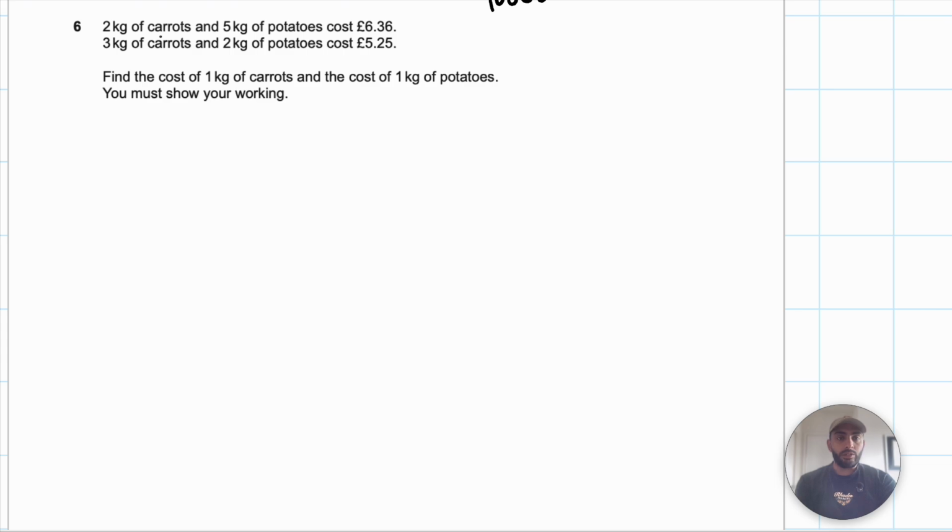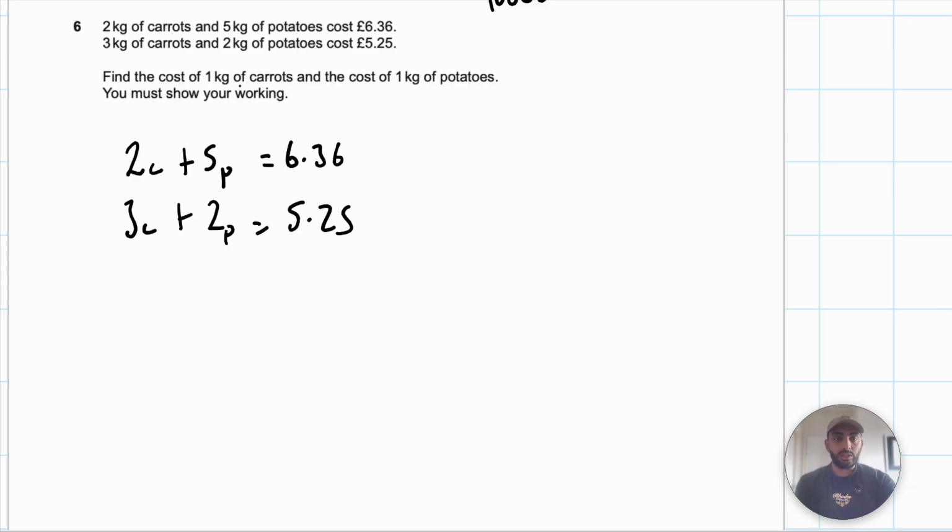Question 6. 2 kilograms of carrots and 5 kilograms of potatoes cost £6.36. So I've decided to write that as an equation because I can see what type of question this is already going to be. 3 kilograms of carrots plus 2 kilograms of potatoes equal £5.25. Find the cost of 1 kilogram of carrots and the cost of 1 kilogram of potatoes. So we're trying to find one lot of c and one lot of p.